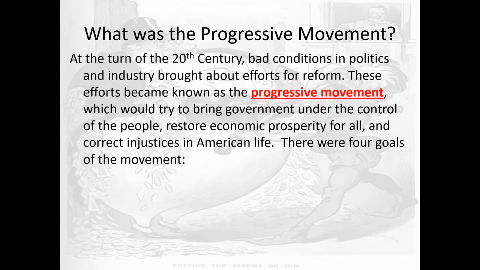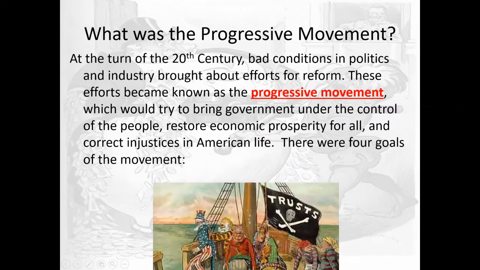So what was the Progressive Movement? At the turn of the 20th century, there were bad conditions in politics and industry, and these brought about efforts for reform. These efforts became known as the Progressive Movement, which would try to bring government under the control of the people, restore economic prosperity for all, and correct injustices in American life. There are 4 goals to the movement.